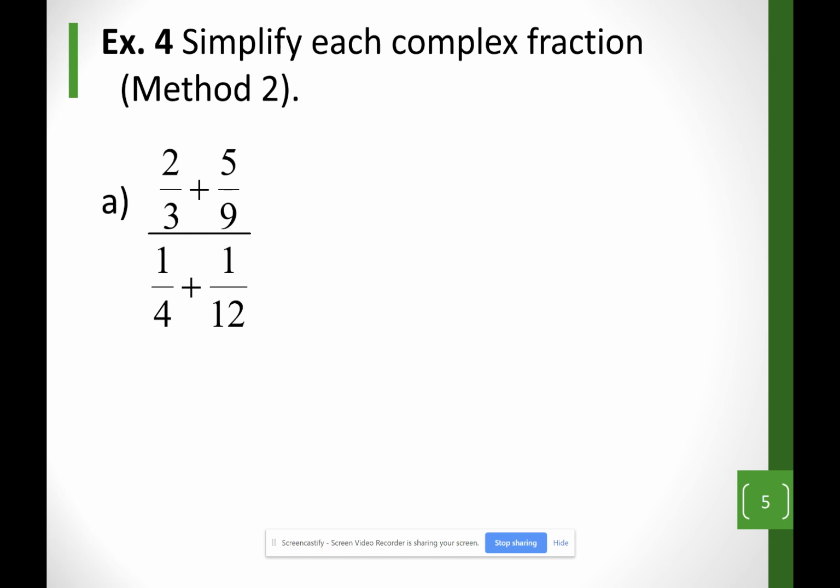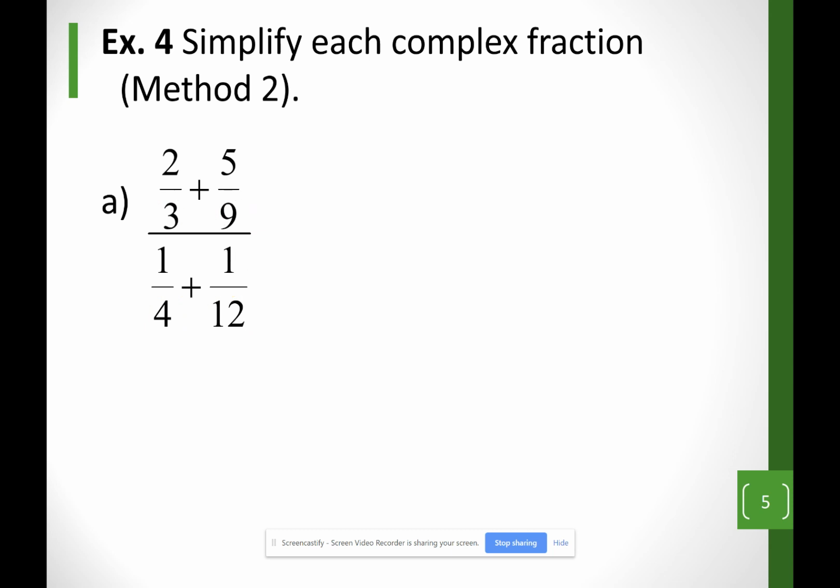Now we're going to see what we call method 2. Method 2 says we have denominators and we don't want to deal with denominators. We don't want to deal with fractions. So looking at my denominators, I'm talking about 3, 9, 4, and 12. And then I ask myself, what's the least common denominator? What's the smallest number that all of them will go into? In this case, it's 36.